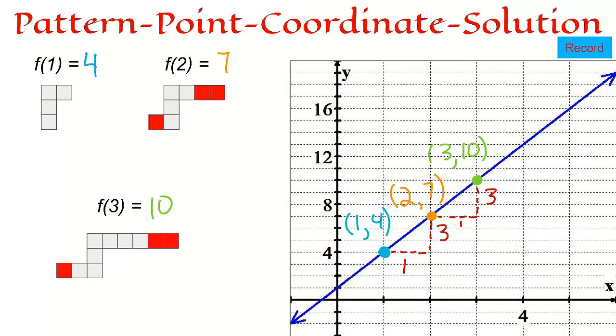Okay? And the slope can be seen as how many tiles we are increasing by each time we increase the figure number by 1. It is important. Well, we'll talk about that later. All right. Any questions here before we go on?